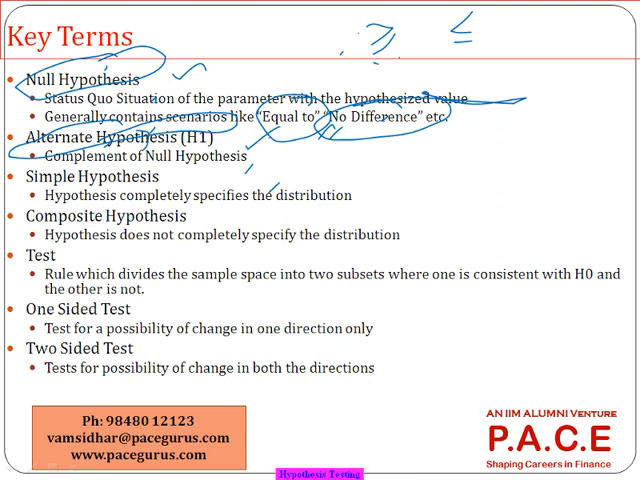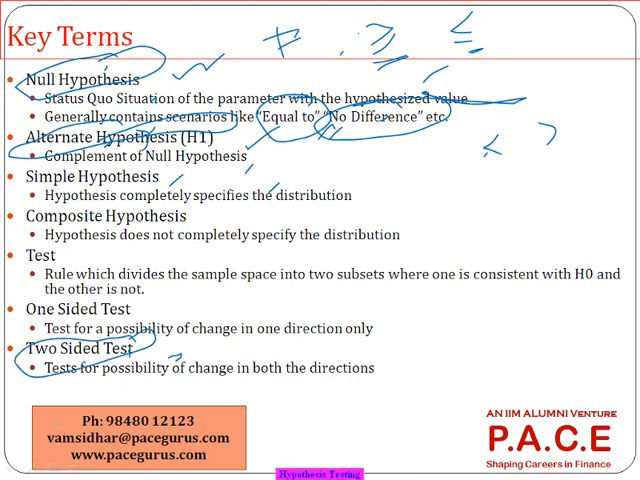So if the greater than or equal to is there as a part of the null, then the alternate will contain only less than. If less than or equal to is a part of the null, then the alternate will contain greater than. So only one direction. In some cases, especially when the null contains equal to only, the alternate contains not equal to, which means there could be a possibility of less than as well as greater than.